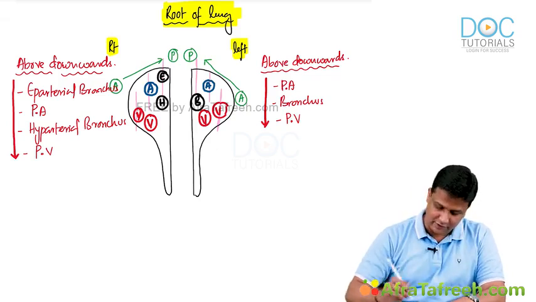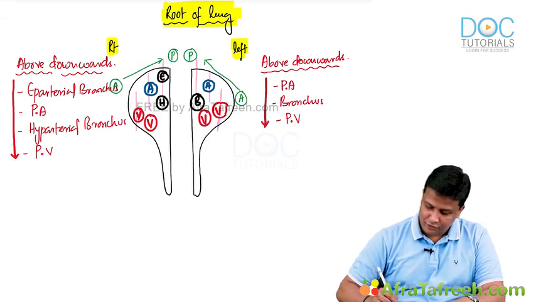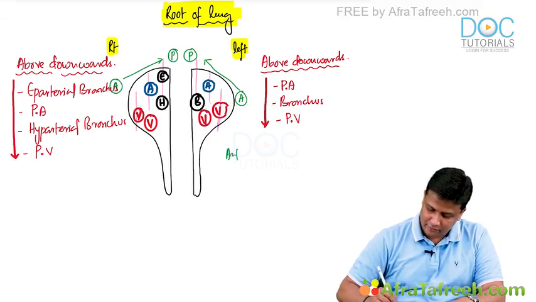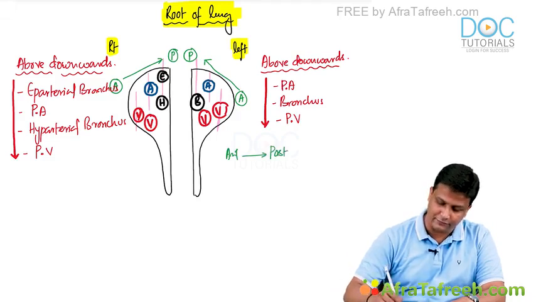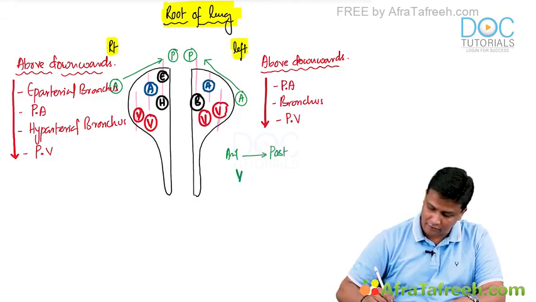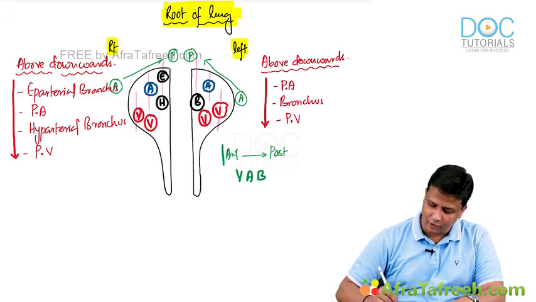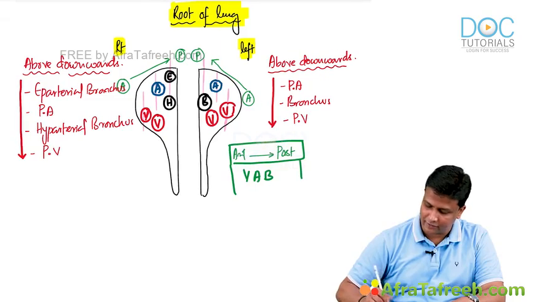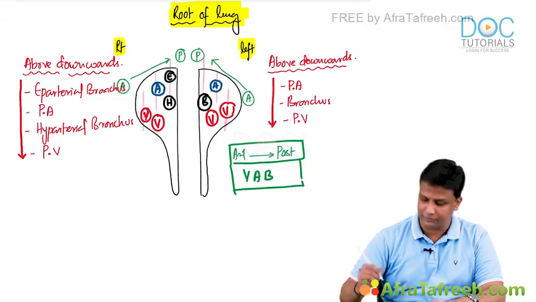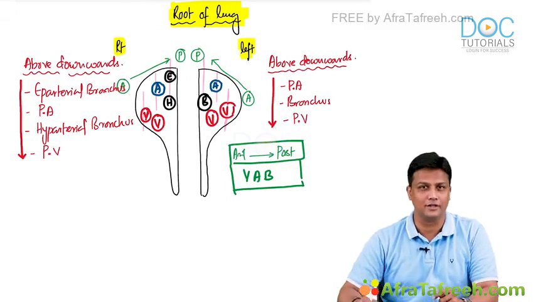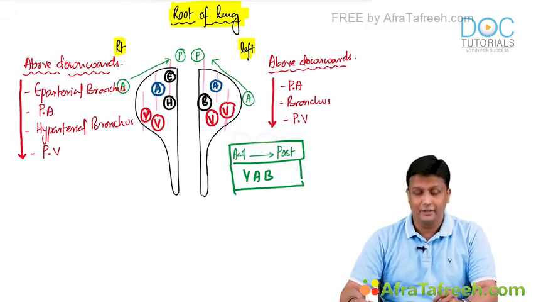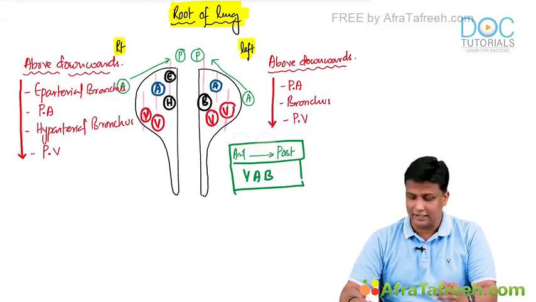So let us just write it here and finish it off. When you are going from anterior towards posterior, the arrangement of the structures will be first the vein, followed by the artery, and then followed by the bronchus. And thank God we don't have to learn it separately for the root of the right lung and left lung. It is the same for both of them: vein, artery and bronchus. That is the best way to learn here: the arrangement above downwards and then anterior-posteriorly.